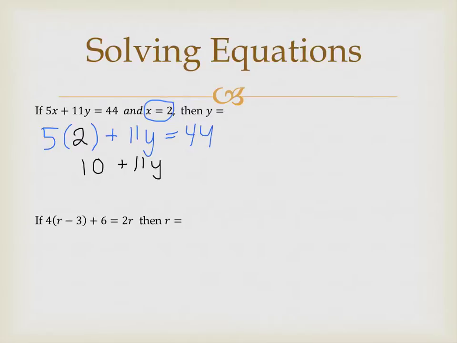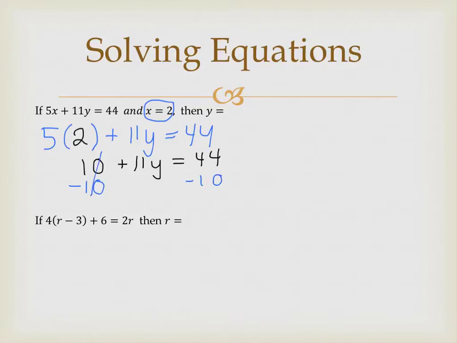Now this problem looks very similar to the problems on the last slide. Now our goal is to solve for y, solve for the missing variable. And we're going to use reverse PEMDAS. So you see how we have a positive 10 here? That's like saying plus 10. The inverse or opposite operation would be subtracting 10. We're going to subtract 10 from both sides.